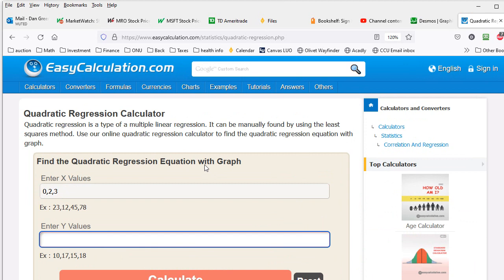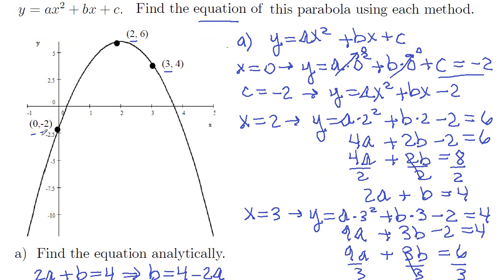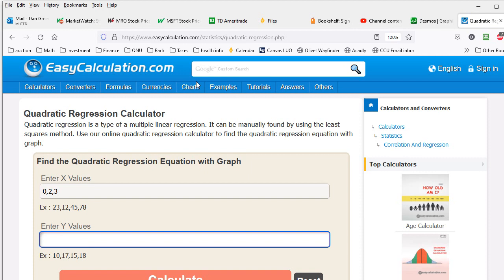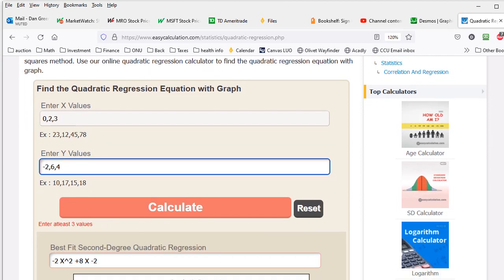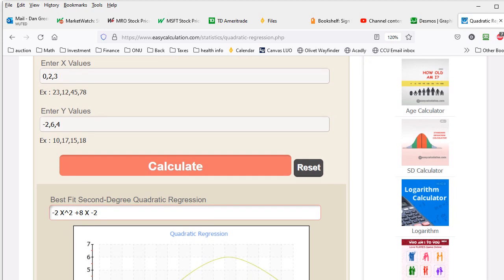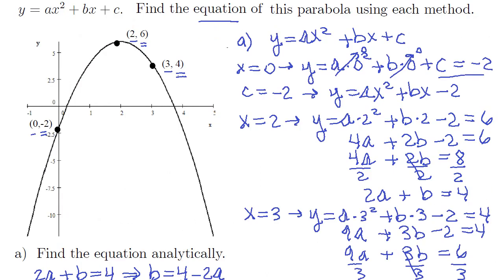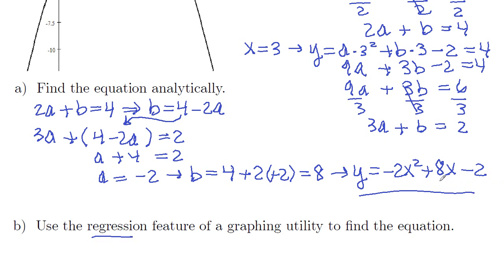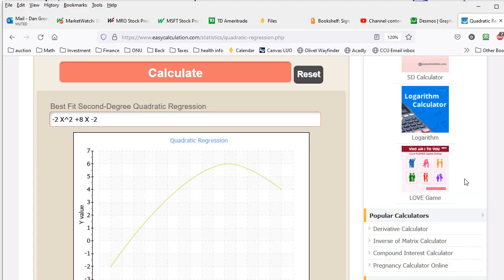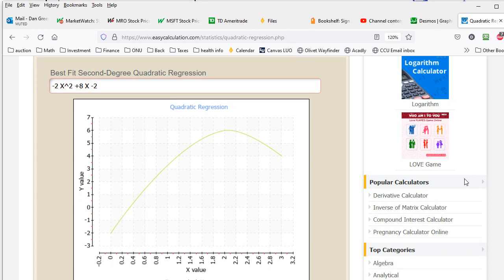And then we enter the y values, again smallest to largest. The corresponding y values are going to be negative 2, 6, 4. So negative 2, comma 6, comma 4. And then we just hit the calculate button here. If we scroll down, we see our negative 2x squared plus 8x minus 2. And it even graphed our function for us here, so we can get an idea what that graph looks like.